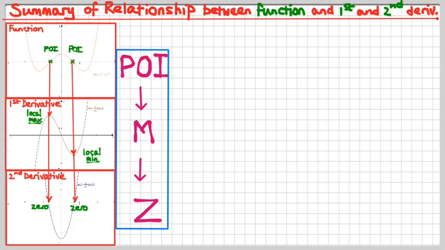So that's my little acronym I use. Point of inflection on the original, local max on the gradient, 0 on the second derivative. I call it POEMS, okay? If you can remember that acronym, you'll be very, very well off in terms of your understanding and your ability to recall all this stuff.